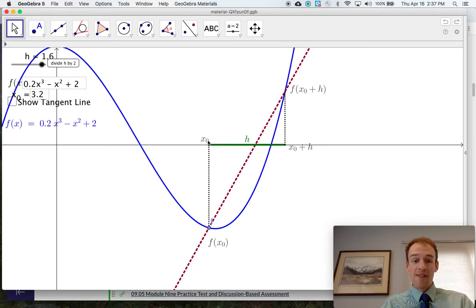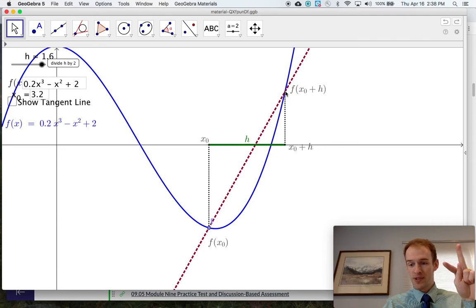Now, from my x-coordinate, suppose I travel along the x-axis by some amount h. At that new distance, which would be x naught plus h, we'd be at x naught plus h. Now I take that x-coordinate, I plug that into my function, and I get this other point here.